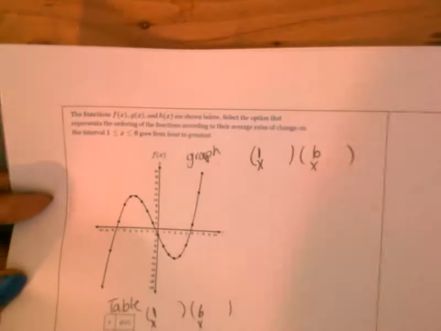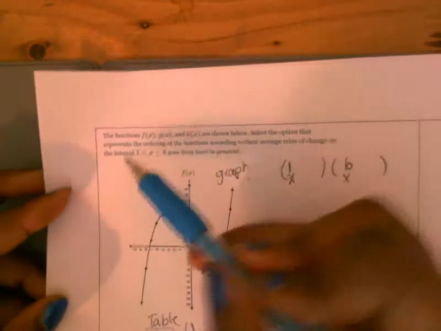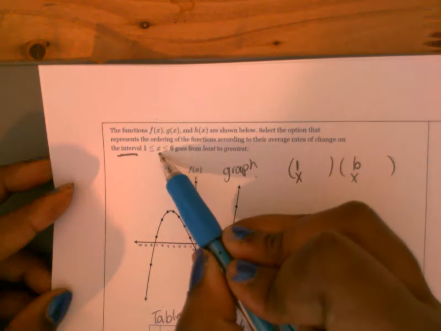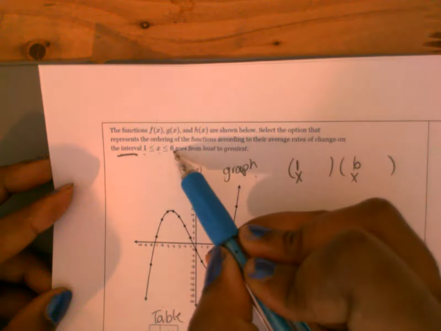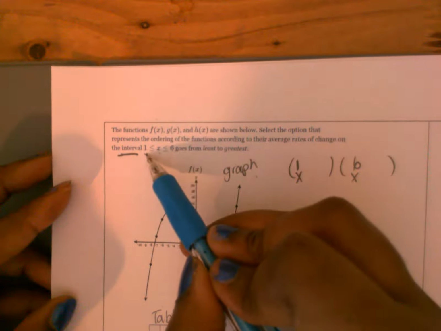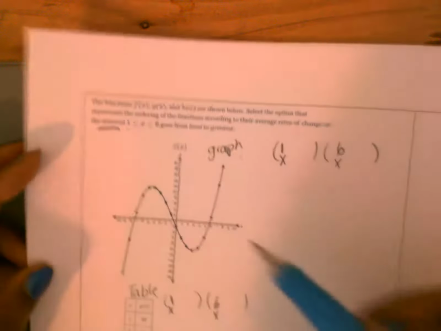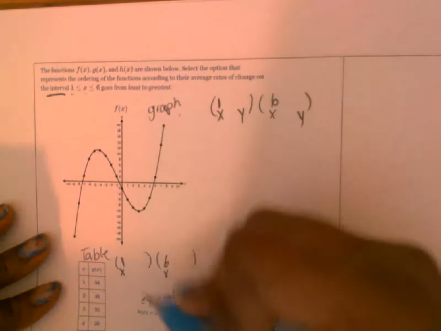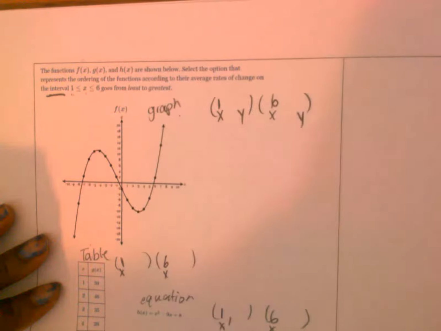How do I know I'm using x values of 1 to 6? Because it tells you the intervals for x. They want you to find the rate of change from 1 to 6. So they want you to find the rate of change from when x is 1 to when x is 6 for each of these. So for the y values, you use the graph, the table, or the equation to figure out the y value.